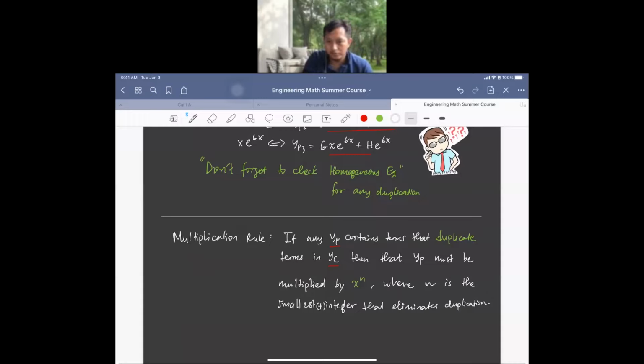Another example is initial value. I think no need to be discussed. I think it's okay. So be careful with duplications, okay? Maybe let me give you an example for this multiplication for the non-homogeneous one.